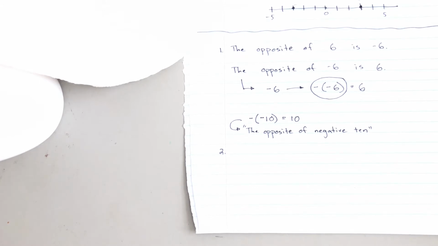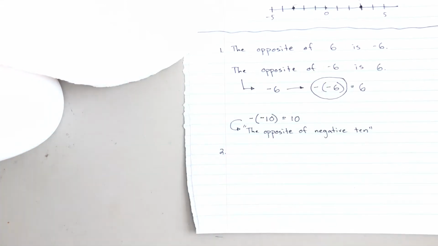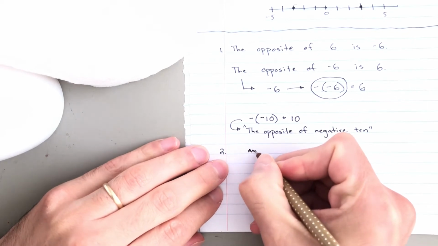They're going to give us a list of temperatures. It says, Riley recorded the temperatures for 5 days in January. Which day was the coldest day of Riley's data? Which was the warmest day? Write the temperatures from least to greatest. So write with me, we're going to make a little chart here.